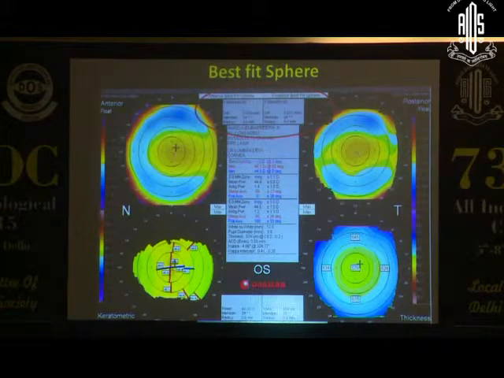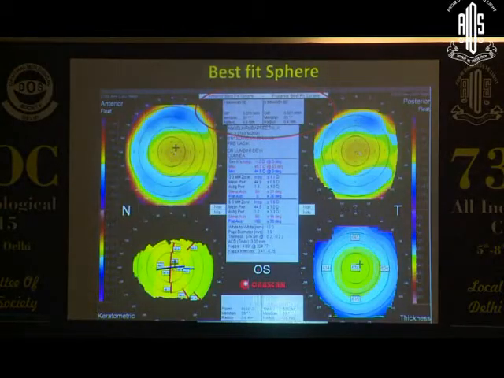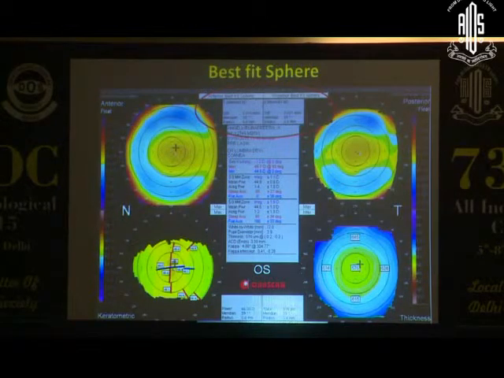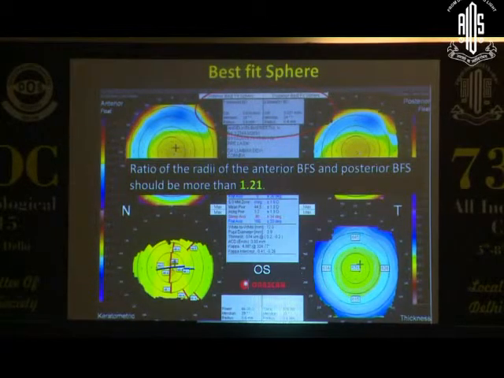So, for example, this map shows the best fit sphere. You can see above it is written anterior best fit sphere of 7.84 millimeter with 43.0 diopters, and posterior best fit sphere of 6.55 millimeter. So why is it important? Two things we have to see here. The importance is in the ratio.